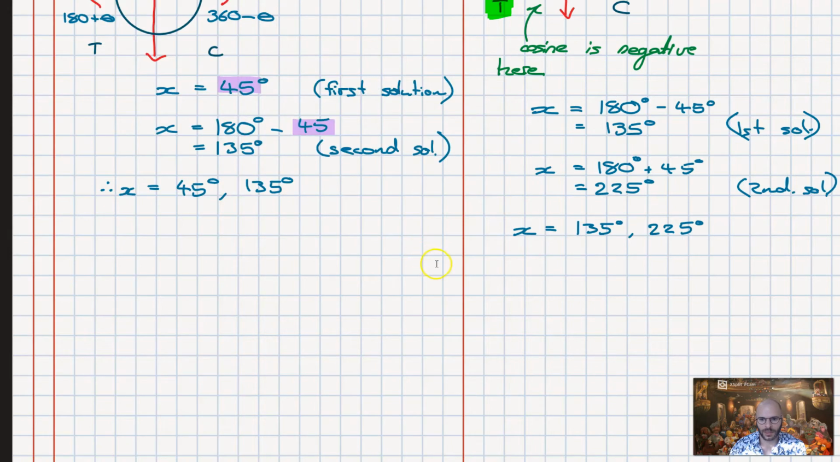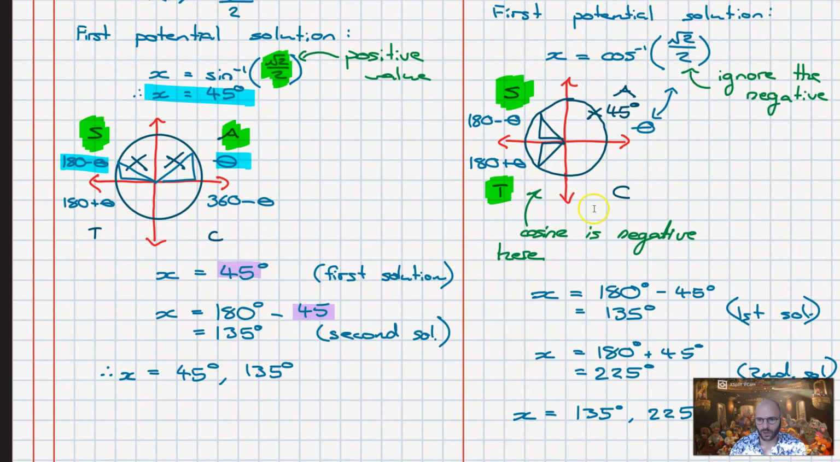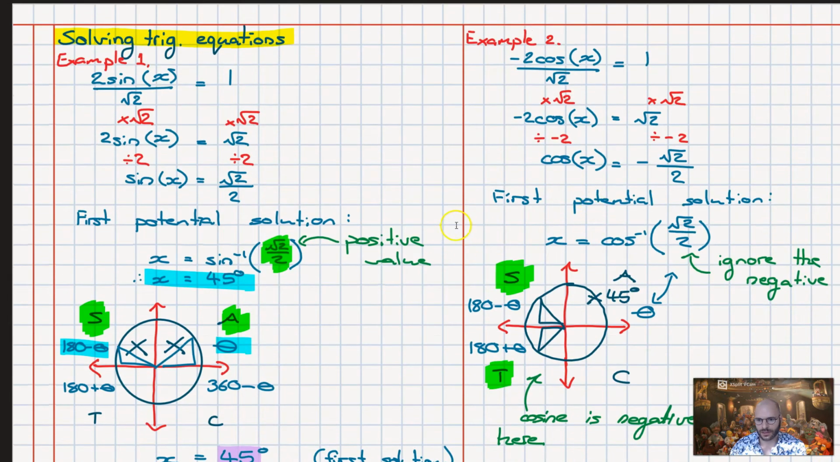So in summary, what we learnt in this video was how we can solve equations that contain the trigonometric functions.